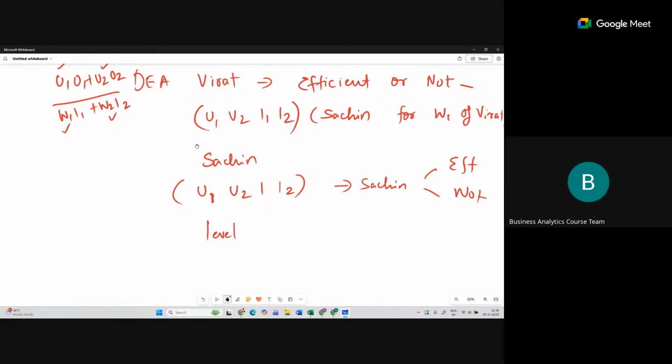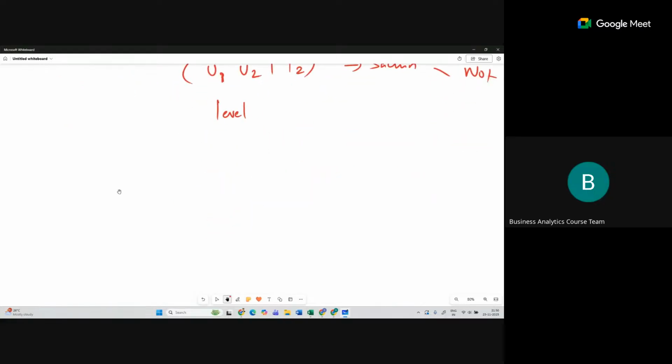And to give you some interesting facts, a professor from IIT Madras worked on this DEA. He took all the data from Cricinfo. He solved this DEA problem for Virat, Sachin, and Dravid, and all of them were efficient. For Virat's metrics, Sachin was efficient. For Virat's metric, Dravid was efficient. Similarly, he solved a problem for Dravid. Virat was efficient. For Dravid's metrics, Sachin was efficient.